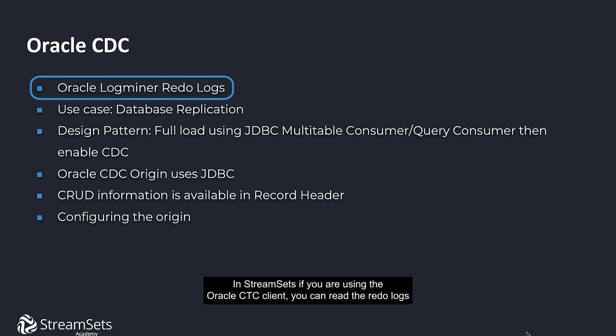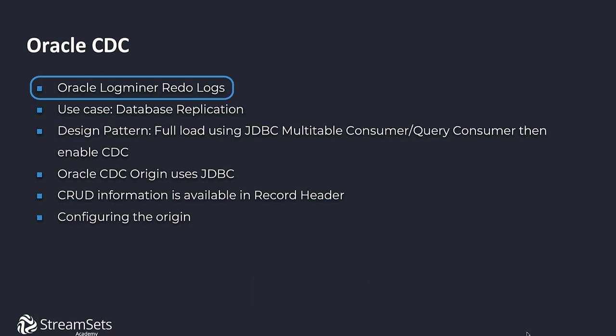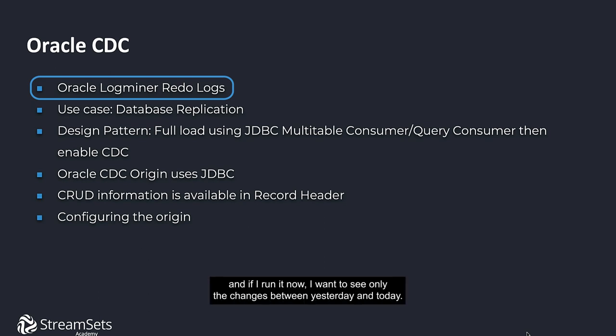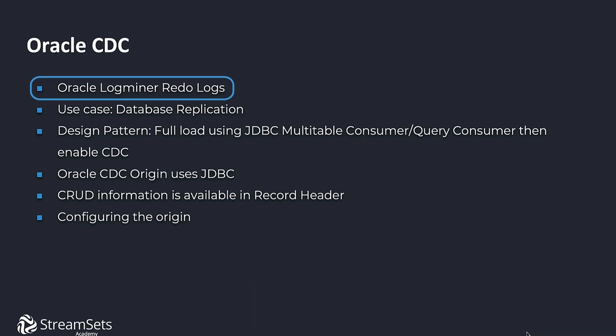In StreamSets, if you're using the Oracle CDC client, you can read the redo logs in one of three ways. You can set it up to say, from this date onwards, I want to start reading the changes. You can say that, okay, if I ran this pipeline yesterday, and if I run it now, I want to see only the changes between yesterday and today. And also you can provide an SCN for it. SCN is a system change number, which is incremented every time a change happens on the database. So you can configure your pipeline to use one of these three.